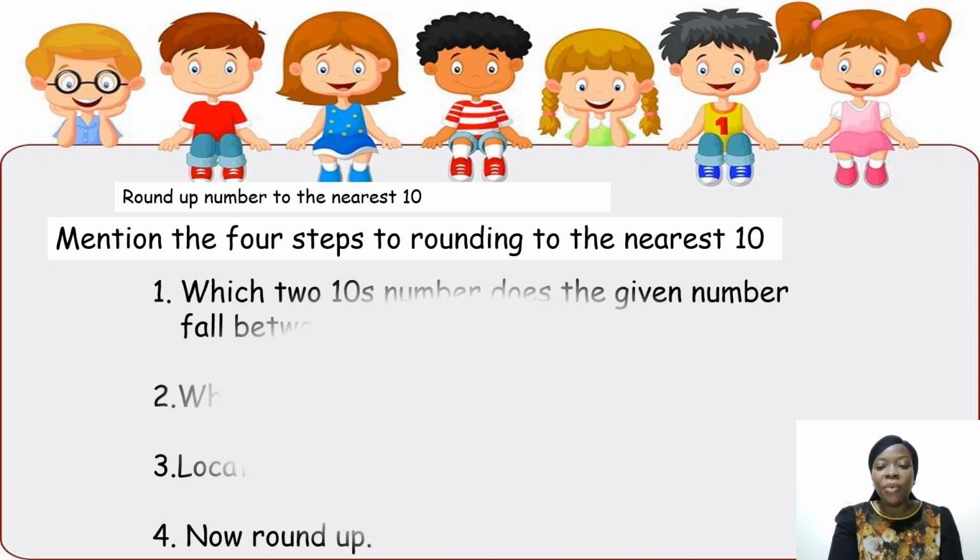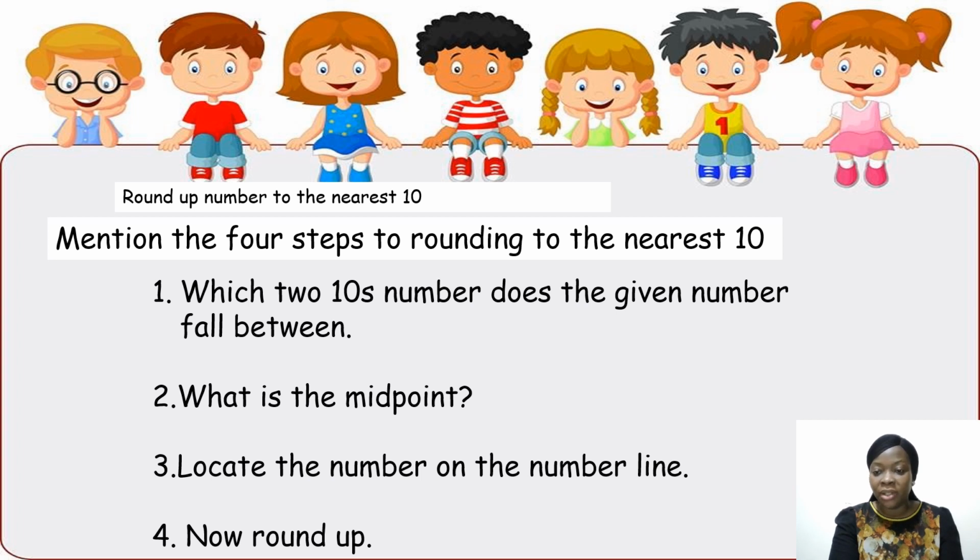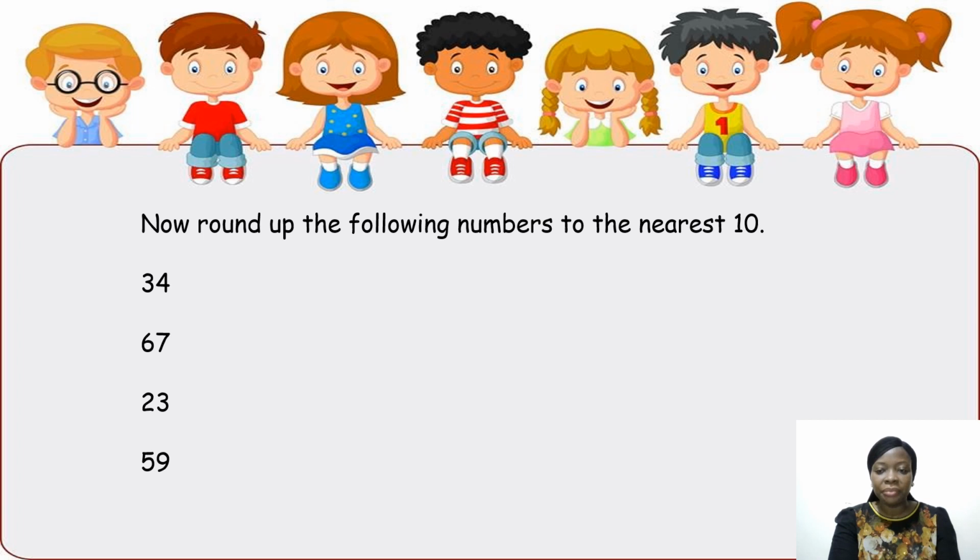Welcome back. When we round up or round down numbers to the nearest 10, these are the four basic rules we have to follow. The first one is, which two tens numbers does the given number fall between? Once you know the two tens numbers the given number falls between, the next step is to find the midpoint, then locate the given number on your number line, and then finally you round up or round down. Let's have a go at some examples.